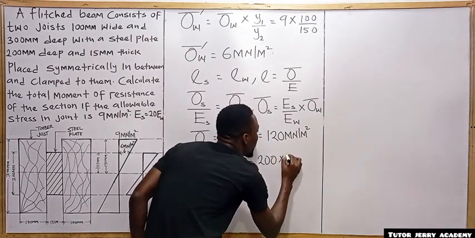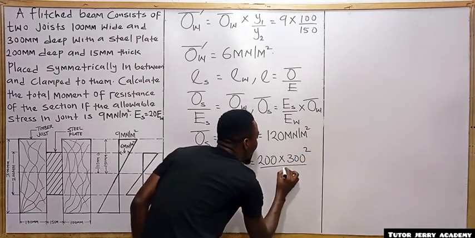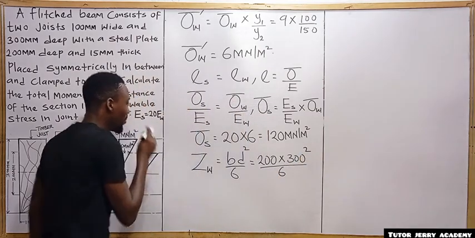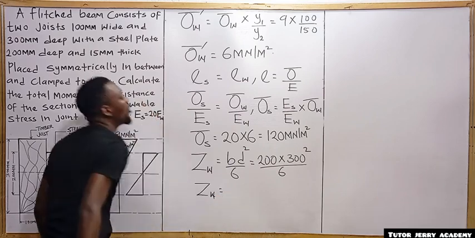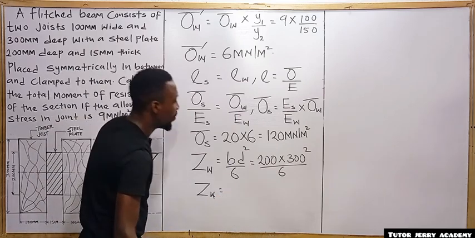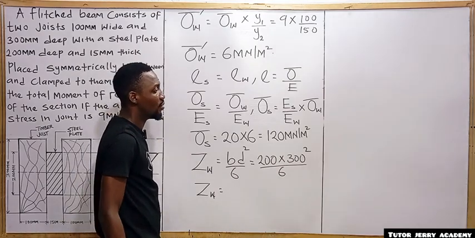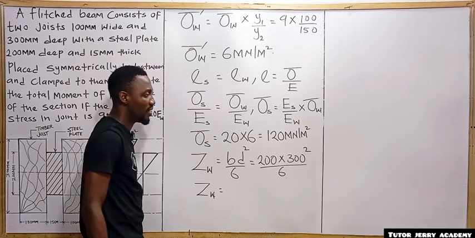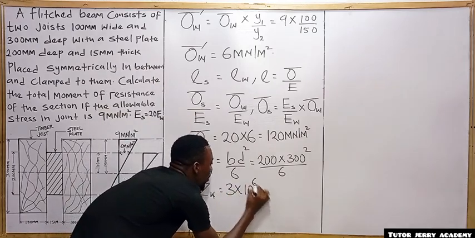So we are going to take this to be what? 300 squared divided by 6. So it means that the section modulus of the wood will be equals to, if you press this in your calculator, 200 multiplied by 300 squared divided by 6, you are going to have 3 times 10 to the power of 6.